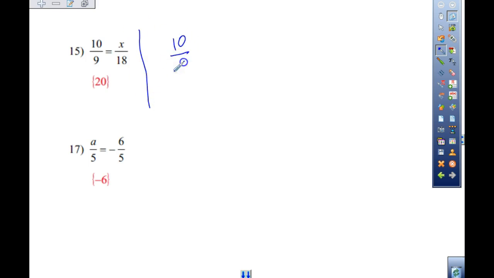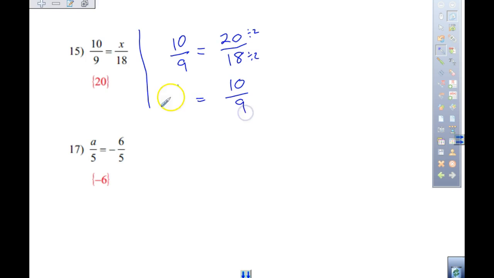Okay. So does 10 over 9 equal 20 over 18? And sure enough, if you reduce the right-hand side, dividing top and bottom by 2, you do get 10 over 9. So yeah, that is the right answer.